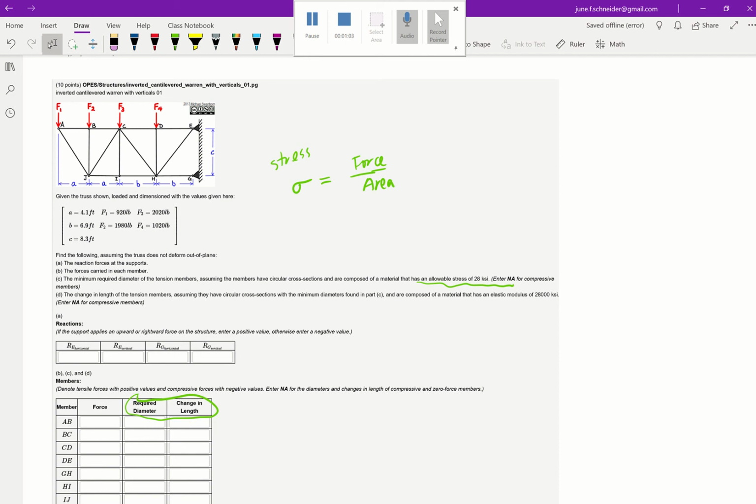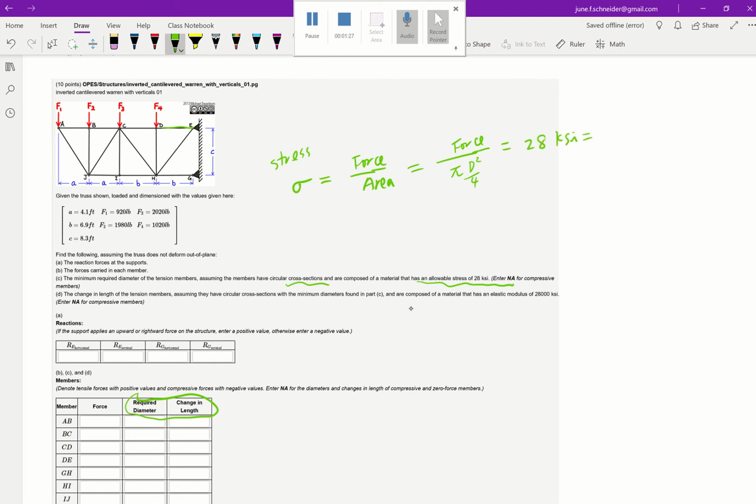They said the cross-section of each member is going to be circular. So the area will be pi r squared, or pi d squared over 4, d here being the diameter, right? And for my problem, the allowable stress is 28 ksi, which is kilopounds per square inch. So it's 28,000 pounds per square inch.